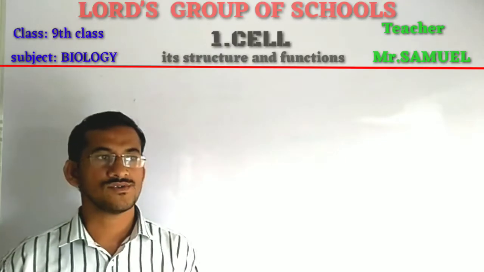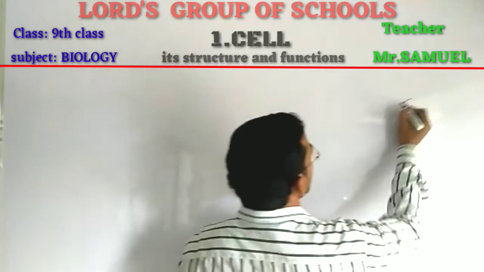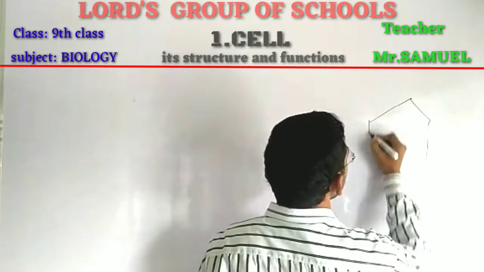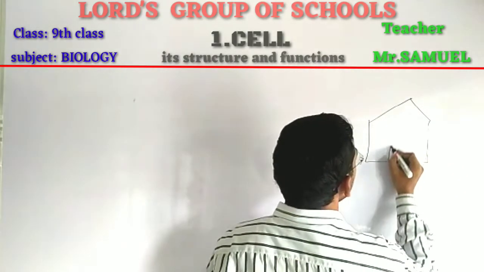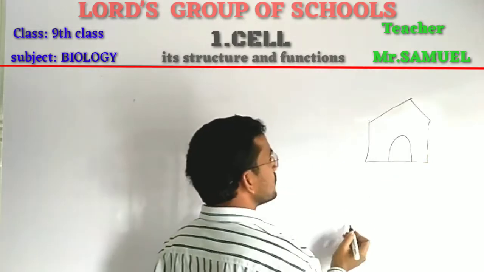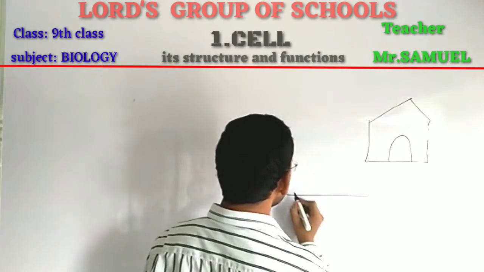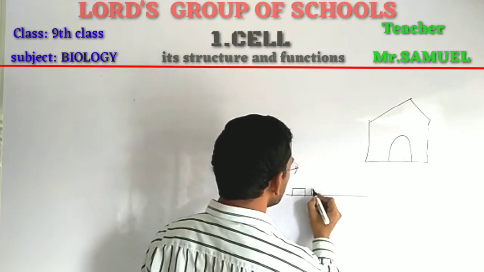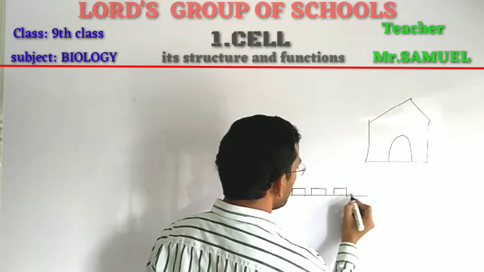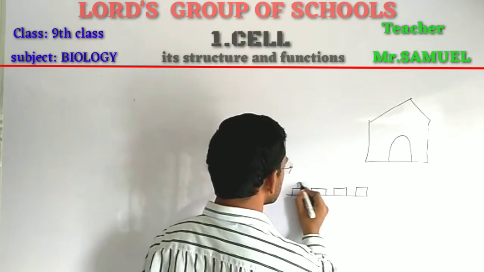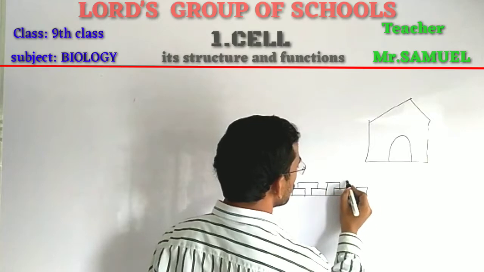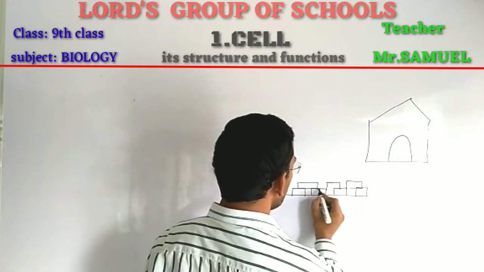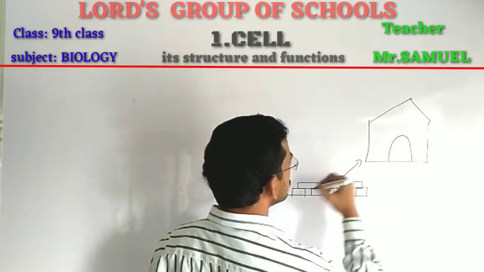We know that a house is made up of bricks, cement and steel. So every wall of this house is made up of bricks. So bricks are the building blocks of a house. This gives the correct shape to the building.